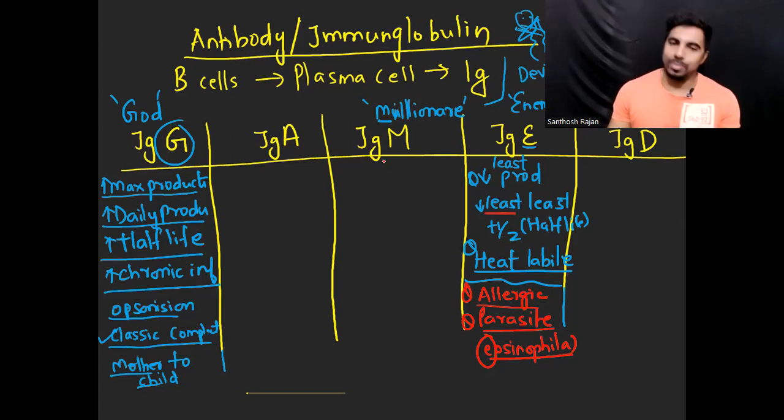Now, let's go to M. M is very important. See, a millionaire, if you give 5 rupees to the millionaire, they will make it 10 rupees.